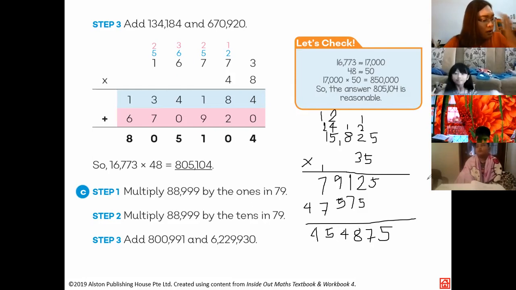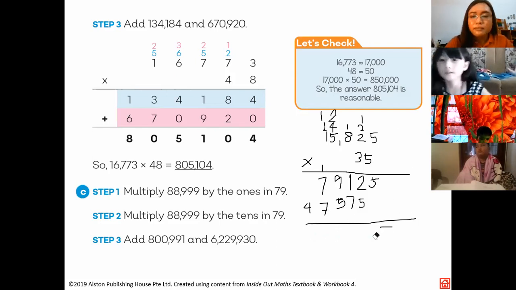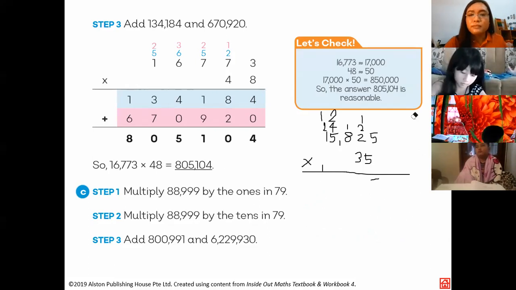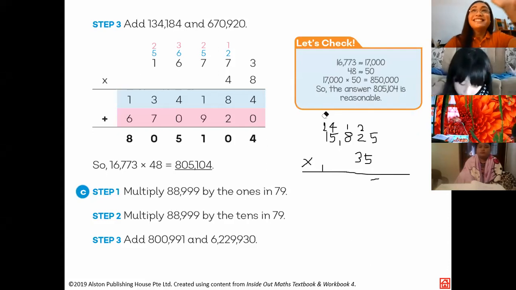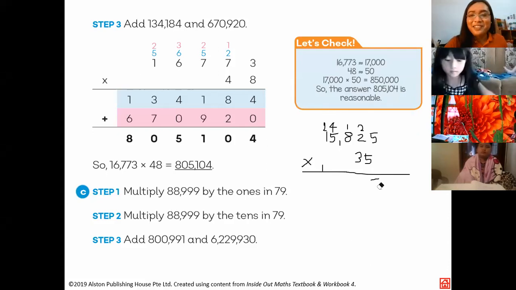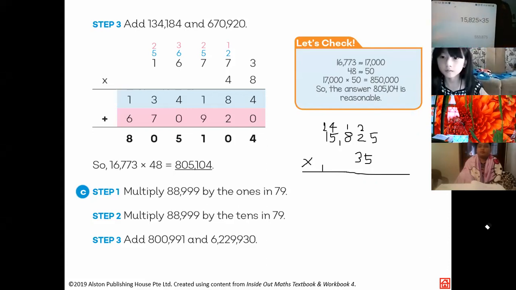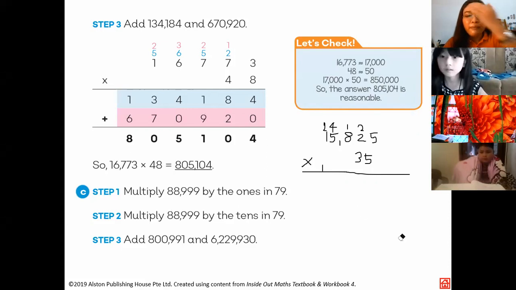Oh, why is my answer wrong? Hold on. All right, class, I will just multiply now here. 15,825 by 35, that's 553,875. I don't know what's wrong. Maybe I computed it wrong. Okay. All right, so now let's proceed to letter C.